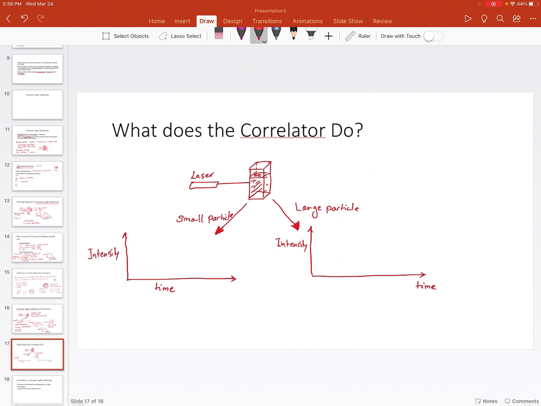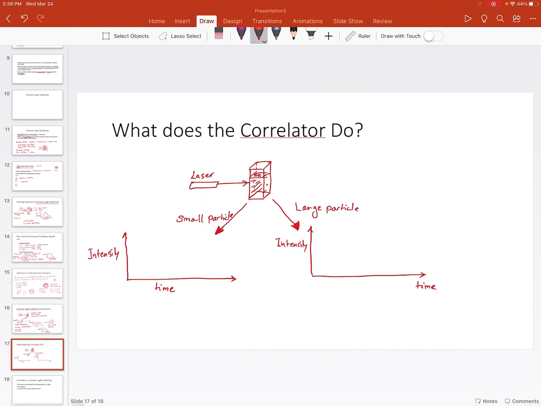So what does the correlator do? The correlator is actually the processor in the dynamic light scattering technique. That's why sometimes we call this technique correlation spectroscopy. And the correlator is correlating the data of intensity fluctuation versus time to diffusion coefficient. And as you remember, the diffusion coefficient was the parameter that we used to measure the hydrodynamic diameter in the Stokes-Einstein equation. So let's take a look at how this happens.